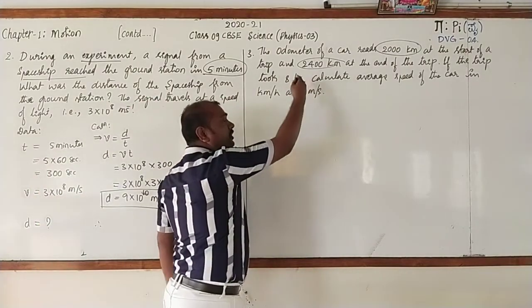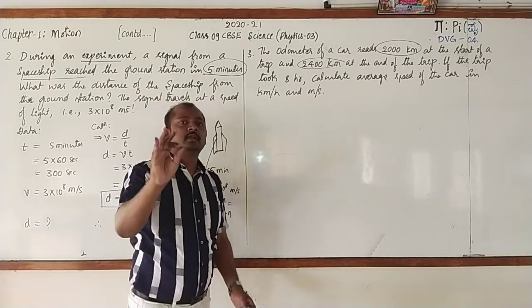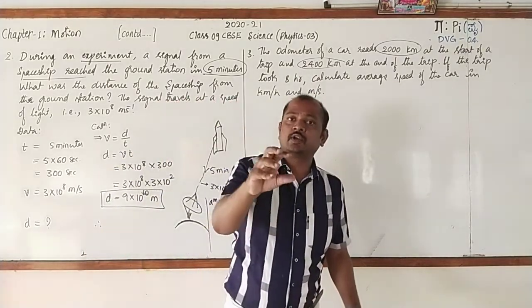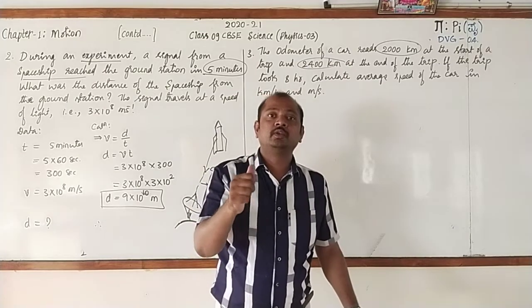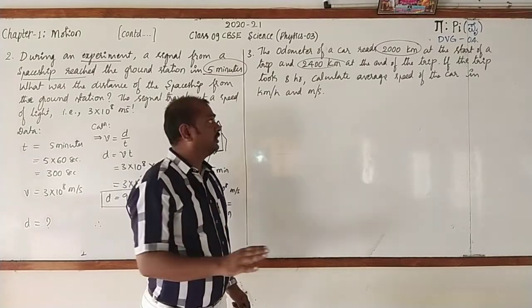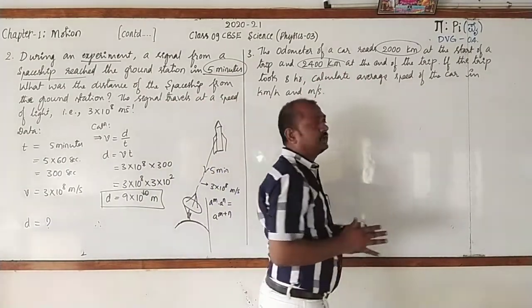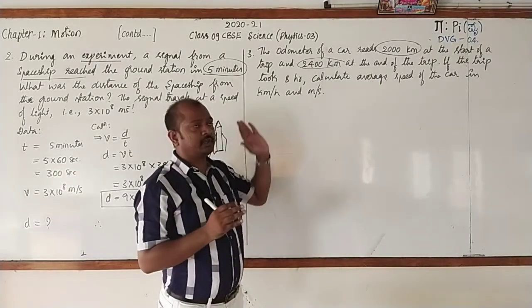Next, observe it. Odometer. What is an odometer? It is a device which is installed in the vehicle. Why? To measure the distance travelled by the vehicle. Got it? This odometer reads 2000 kilometer at the start of a trip.